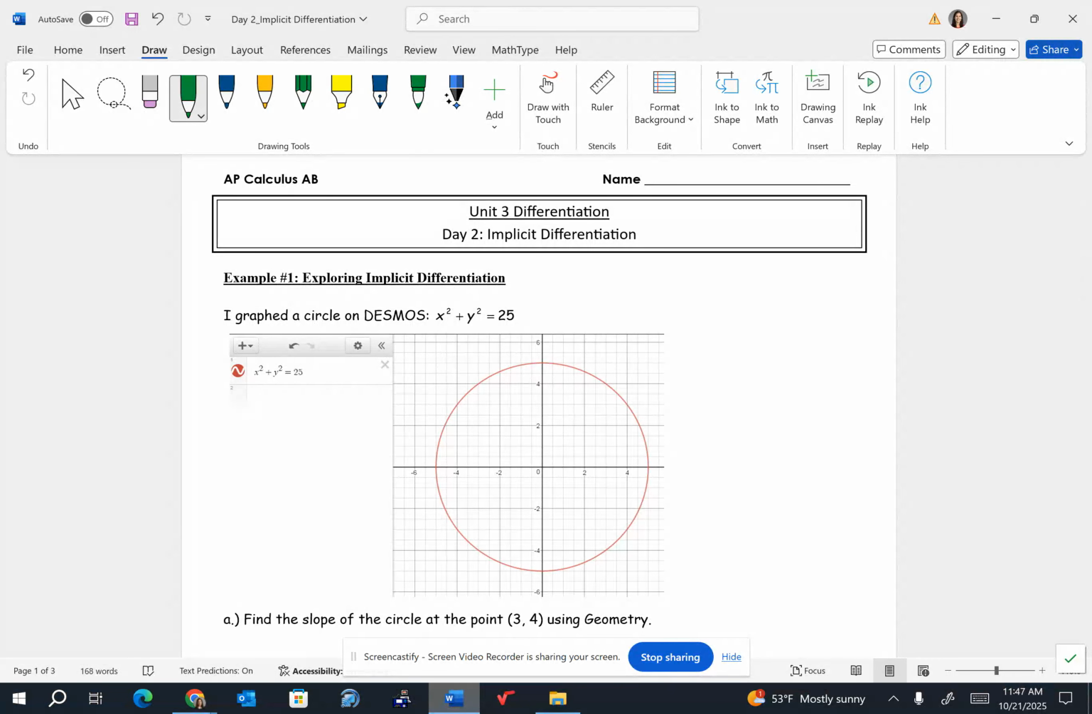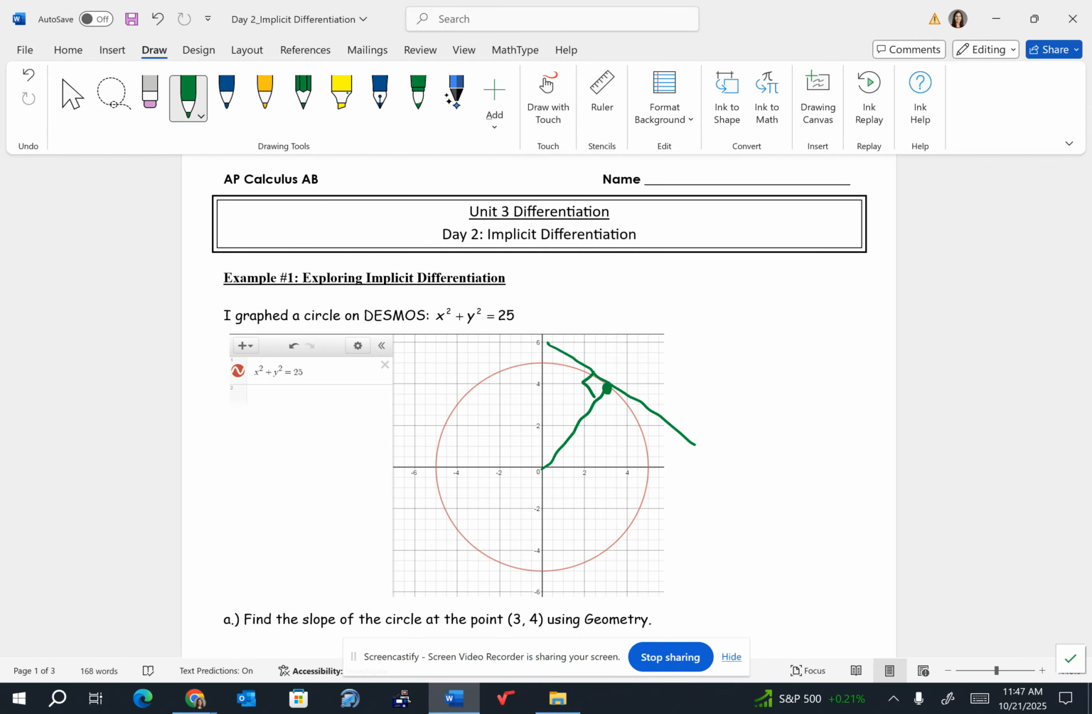I gave a graph of a circle that was graphed on Desmos, and the question said to find the slope of the circle at the point (3,4). So I plotted the point (3,4). By the slope of the circle, it really means the slope of the line that's tangent to the circle at the point (3,4). What I refreshed everybody's memory on is that in geometry, you may or may not have learned that the radius is always perpendicular to the tangent line at the point of tangency.